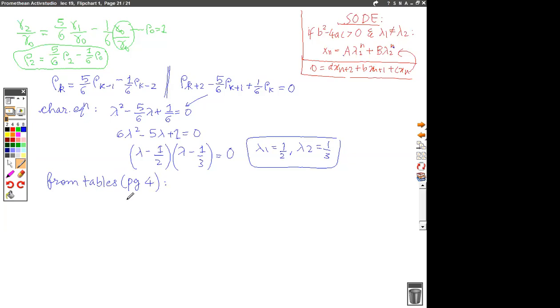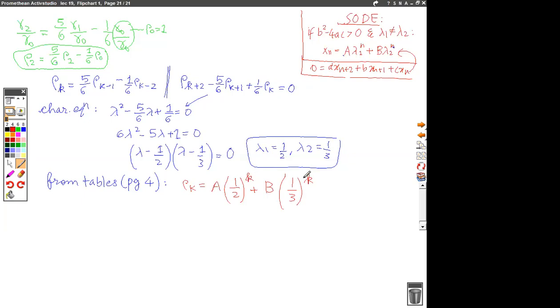You know that the general equation is going to be something like a times, so my lambda 1 is 1 upon 2, and here instead of n I have k. Remember, now that I have my function as it is, it corresponds to this, so I can easily take the same differential here. So a (1 upon 2) raised to k plus b (1 upon 3) raised to k.